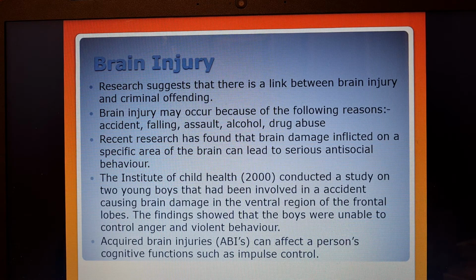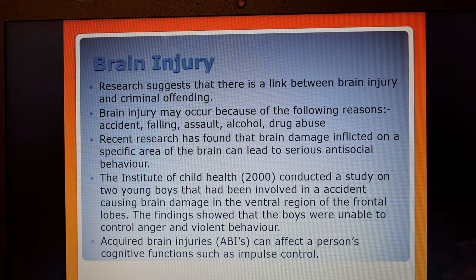So we're going to start having a look at brain injury as an explanation of criminal behaviour. So the majority of research does suggest that there is some sort of an association or link between brain injury and criminal offending, because a lot of criminal offenders do have some sort of an injury to the head.